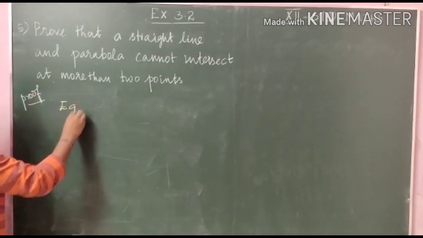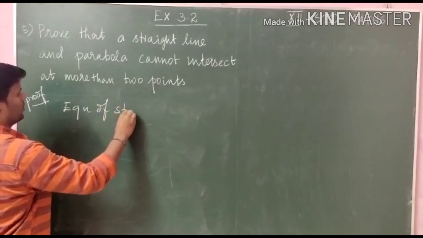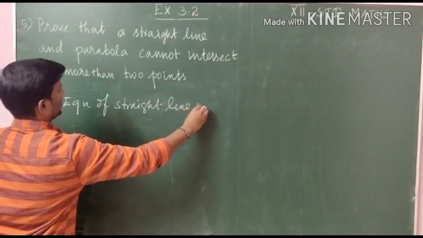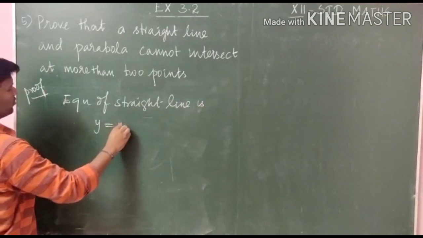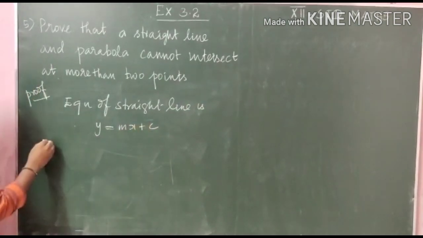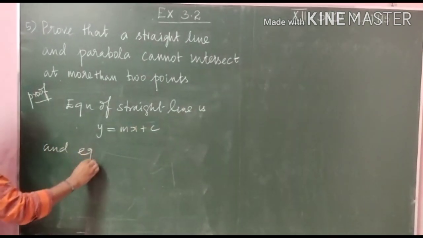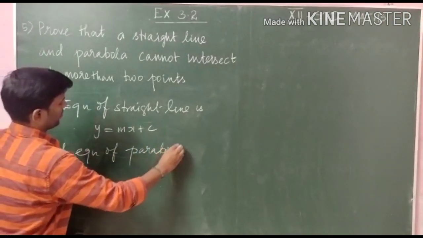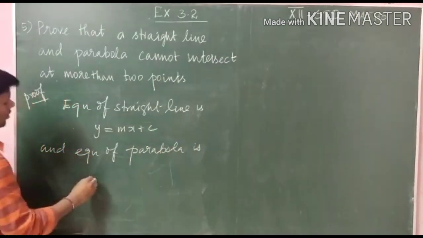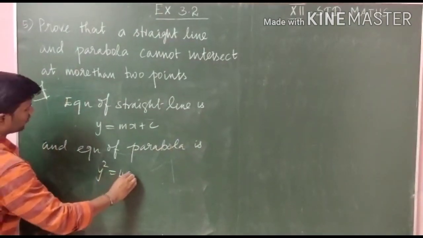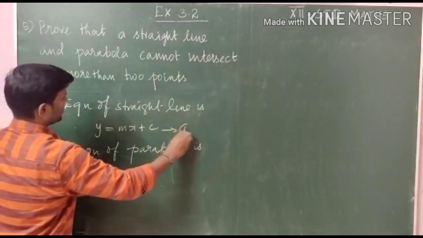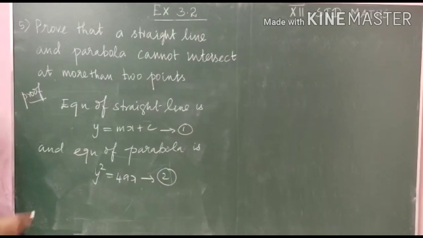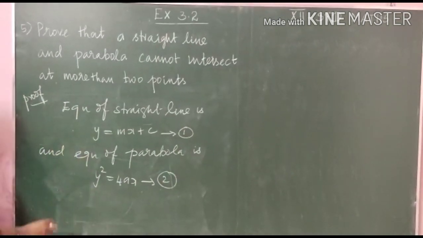Equation of straight line: we will take y is equal to mx plus c, and equation of parabola is y square equal to 4ax. We will take these as the first equation and second equation. Usually to find the point of intersection, we solve these two equations. How can we solve them? Look.